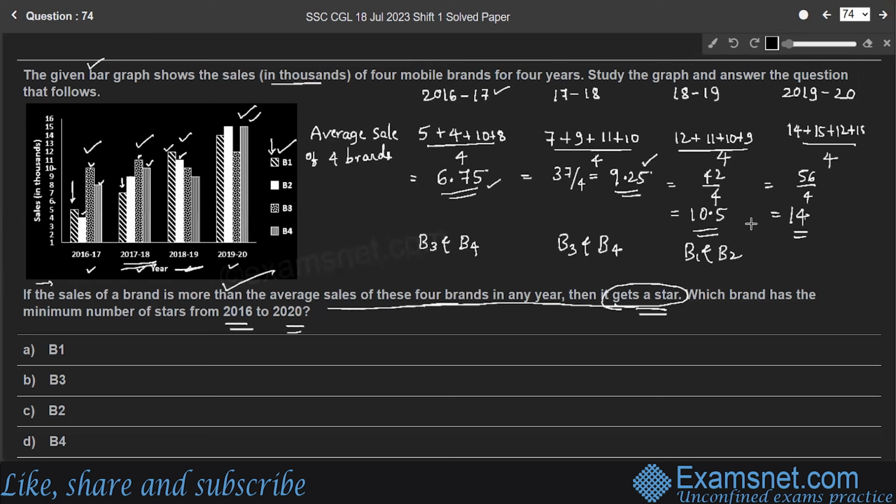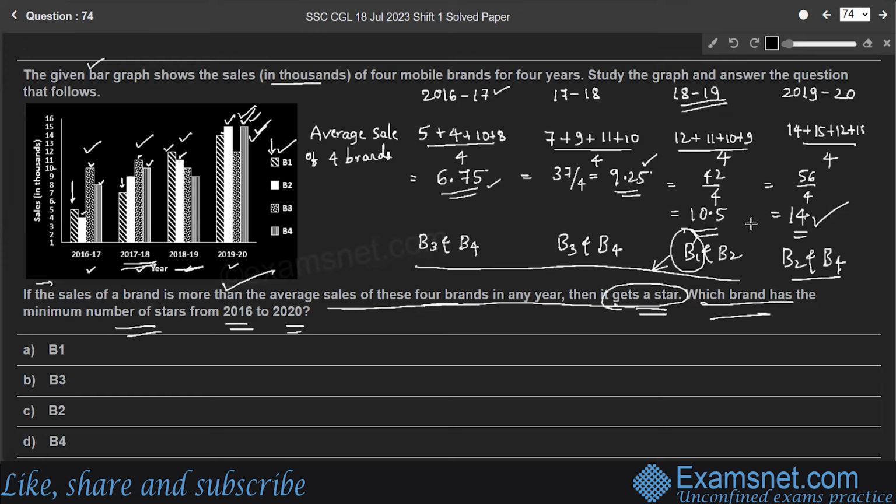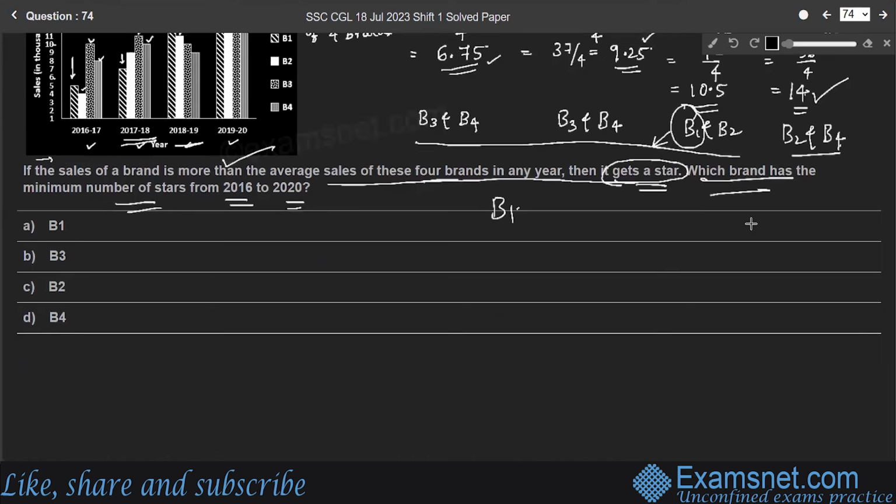Whereas in the last year, 19-20, the average sale is 14 here. Greater than 14 values are of B2 and B4, these 2 brands. So B2 and B4 brands will get a star. Here the question is, which brand has the minimum number of stars from 2016 to 20? So B1 brand has the minimum number of stars, only 1 star. In only 1 year, B1 brand has got the star. Therefore, B1 brand is the answer. Option A is the right answer.